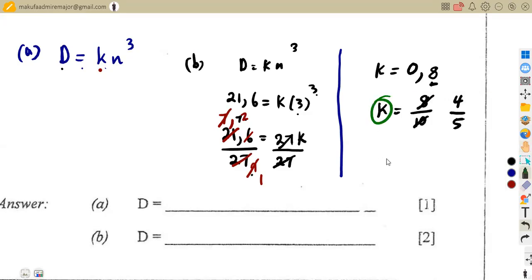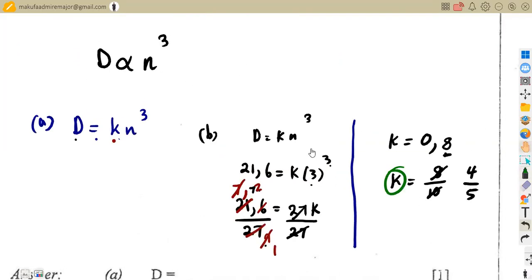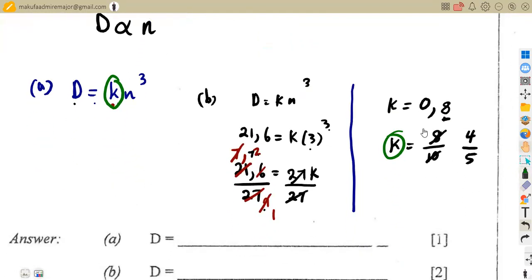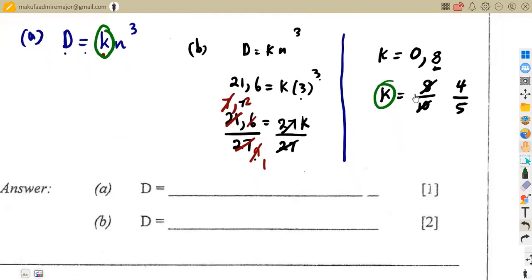Our question is not for us to calculate k, no. Let's go back to the question. The question is now, find d when n is equal to 5. This information just helps you to find the value of the unknown, which is our k, our constant, because that one is a constant, it does not change. We are given that this time n is equal to 5. Find d.